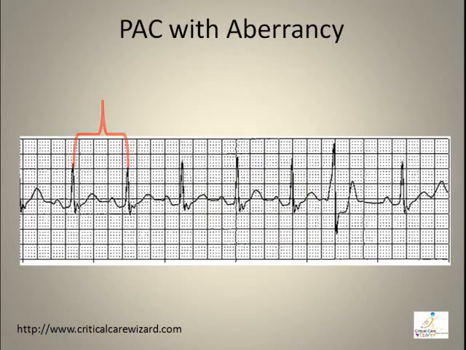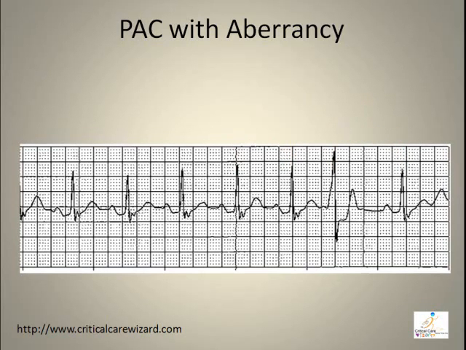PAC with aberrancy also features an irregular rhythm. PAC with aberrancy is a premature atrial beat with a recognizable P wave followed by an unusual ventricular response, bizarre appearance of the QRS complex, and the QRS duration is more than 0.10 seconds.